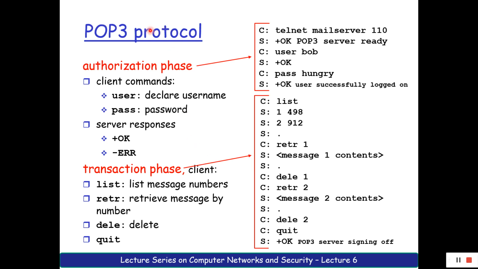When you consider POP, the version that is used is POP3, that is Post Office Protocol version 3. This protocol was utilized first to send or retrieve or access your mails. This protocol always runs in two phases. One is the authorization phase and the second one is the transaction phase.